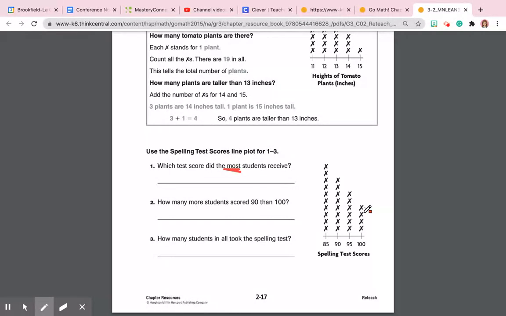Did you find it? I think it's this one right here. I see for 85, my line goes all the way up to here, whereas all my other ones are below that. So the test score that most students received was an 85.